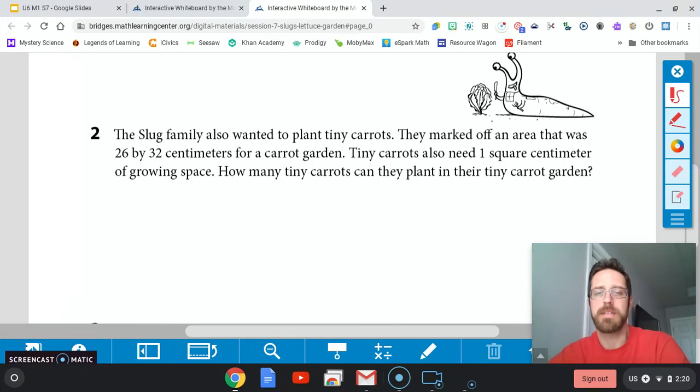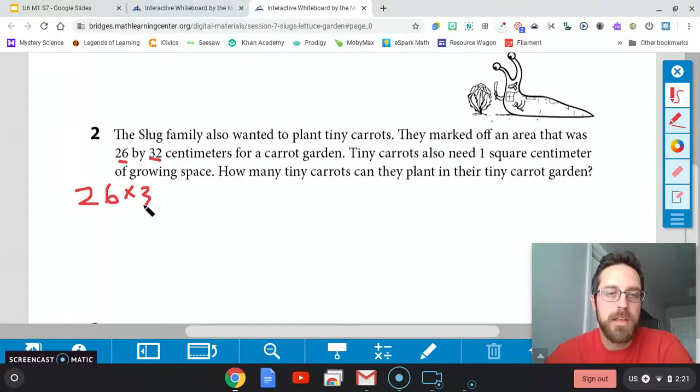So again, word problem. You need to comprehend and understand what the problem is asking. In this one, the big question is, how many tiny carrots can they plant in their carrot garden? Well, we know the carrot garden is 26 by 32, and each carrot needs 1 square centimeter. So really, this problem is asking us to figure out the area of their carrot garden. Area is length times width. So what is 26 times 32? We're trying to find the area of the garden and solving for the unknown, and in this case, both numbers are even numbers.